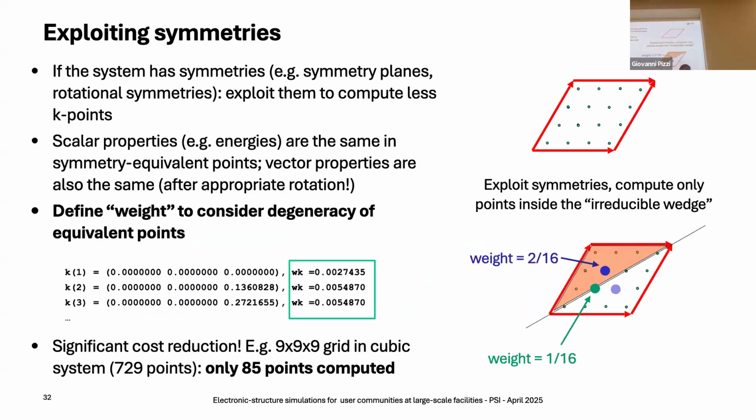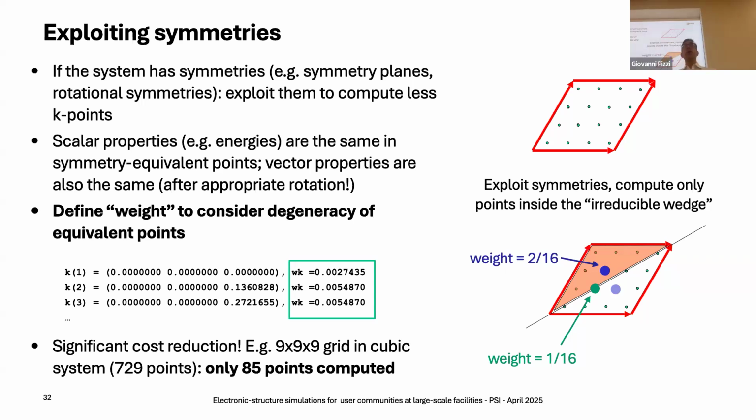One very important thing to know, because you will see it in the output, you don't luckily have to do anything, you just have to be careful, let's say the code does it, is to use symmetries. So if you have a cubic system, for instance, you have a lot of symmetries. You can have a plane symmetry, you can have a 90-degree rotation symmetry, a 180-degree rotation symmetry, and so on. Properties of the system go into themselves when you apply these symmetries. So also in reciprocal space, properties at different k points can be related by symmetry. For instance, the energies and the wave functions can be the same if they are scalars, or the same after rotation if they are vectors.